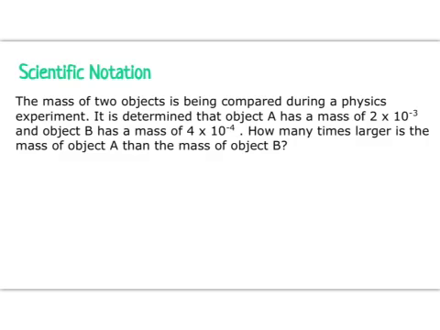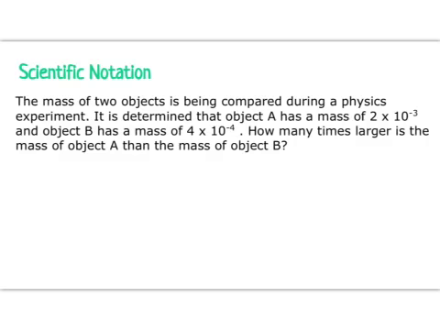Quick review with scientific notation. The mass of two objects is being compared during a physics experiment. It is determined that object A has a mass of 2 times 10 to the negative third power, and object B has a mass of 4 times 10 to the negative fourth power. How many times larger is the mass of object A than the mass of object B?